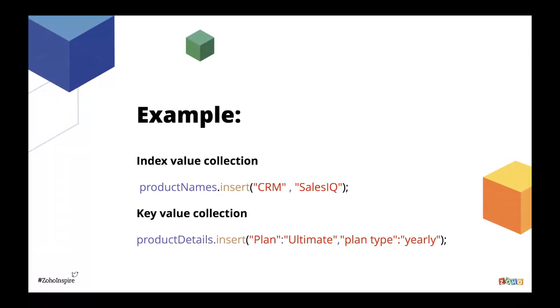So for a key value collection, here it's quite similar. Here we use the collection name dot insert, and then you have the different key value pairs. So we've added a new key called plan, which has a value ultimate, and a new key called plan type, which has a value yearly.